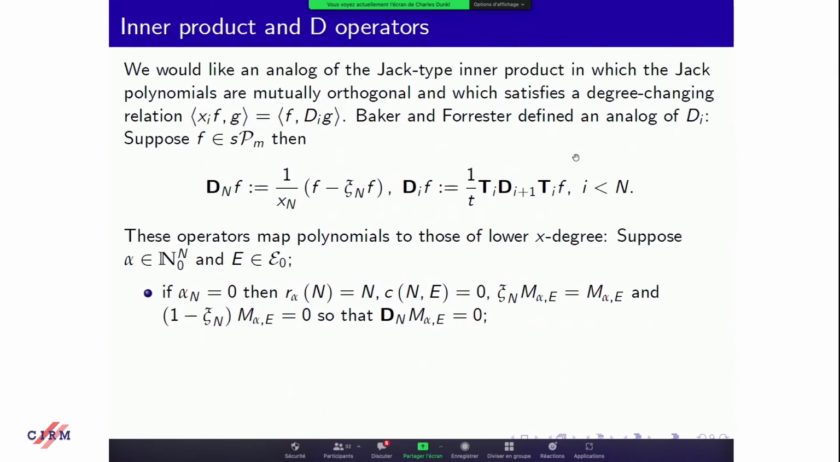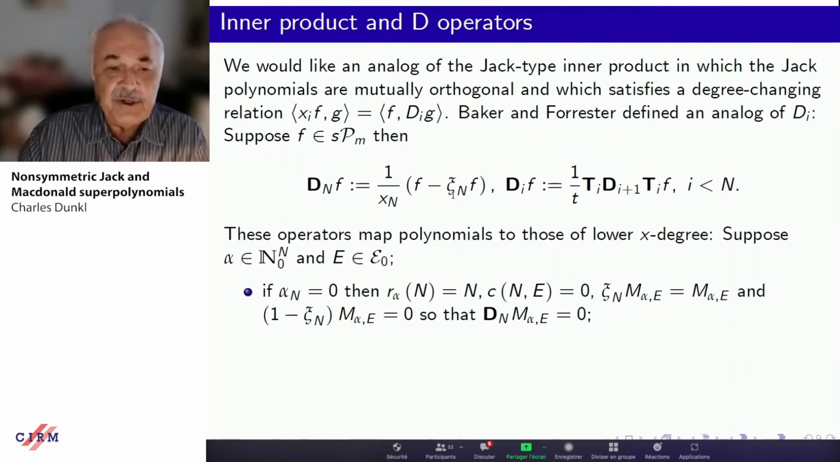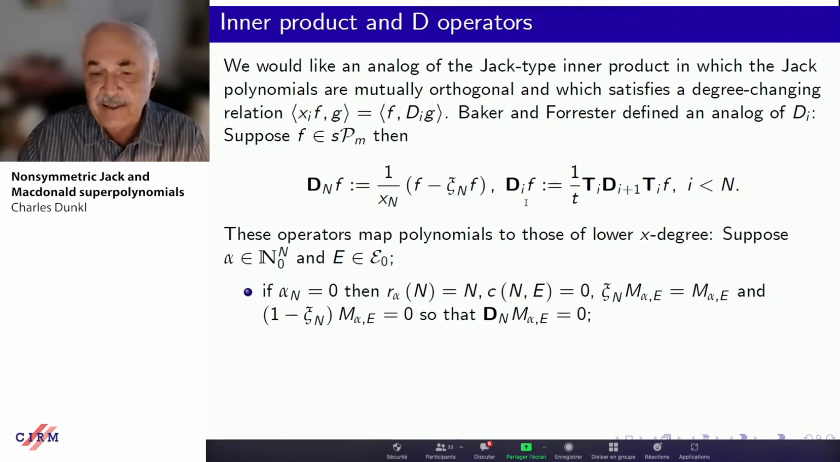Now we have the inner product. Well, the Jack polynomials had this property: x_i f, g equals f d_i g. Well, you can't do that here. What is the analog of d_i? This is from Baker and Forrester. This is the definition of d_n, so it's a derivative. It lowers the degree by 1. And then to get the other derivatives, you shift left, multiply left and right by t_i, so it's an inductive definition. They do actually map polynomials to lower degree.